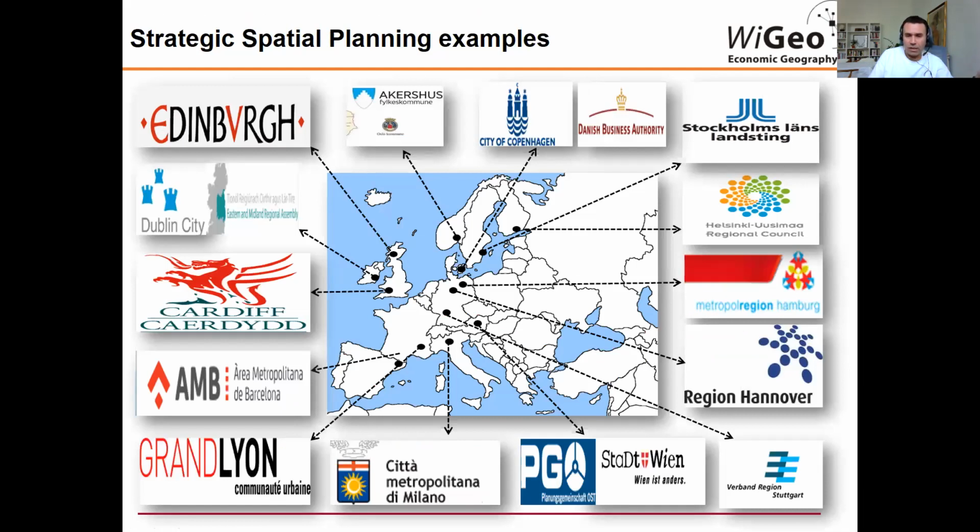And a number of examples across Europe. We have the Milan case study case. We have Cardiff. We have all the Nordic capitals involved in strategic spatial plans. Copenhagen, through the Danish business authorities, the one responsible for the strategic planning in Copenhagen. We have the Stockholm, very well known as well. We have the Helsinki, so a number of urban regions in Europe focus on developing their strategic spatial plans, and also a number of cases in Germany as well.